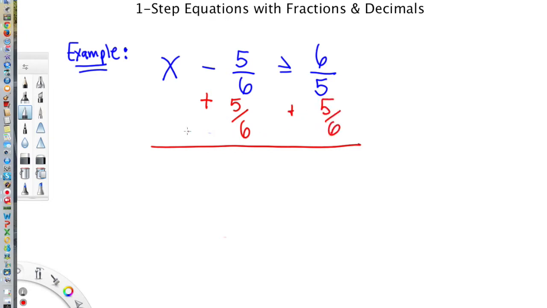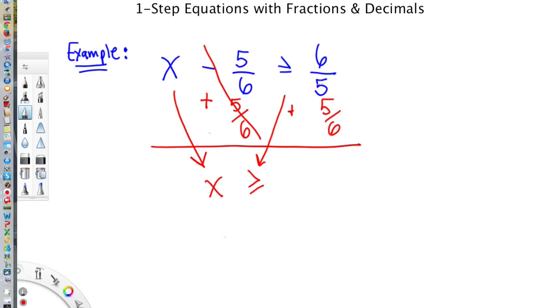And I hope you're all writing this down. Well, no, you don't have to write this one down, but the others you should be writing down. We know that if we have a negative and a positive 5 over 6, they cancel each other out. So I have nothing but the x left. I finally isolated it. I bring down my inequality sign, which is greater than or equal to.